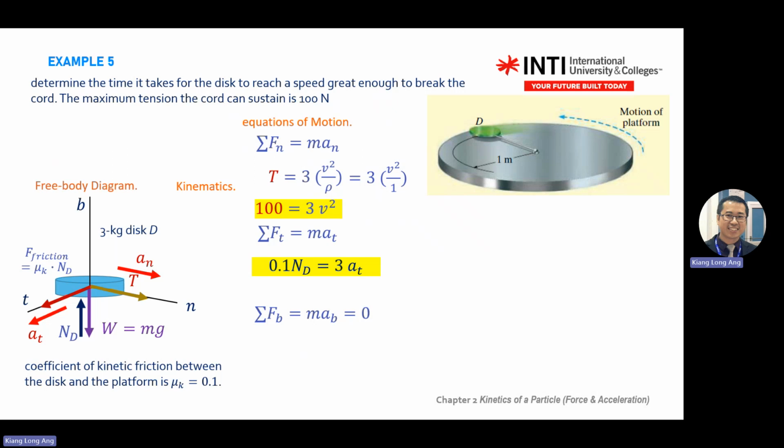Your coefficient is given, 0.1. ND you don't know. If you don't know, then you just put ND. N equal to mass, which is 3, and AT, you don't know, you just put AT. So currently you have 3 unknowns: you have V, you have N, you have AT. So you need one more equation.